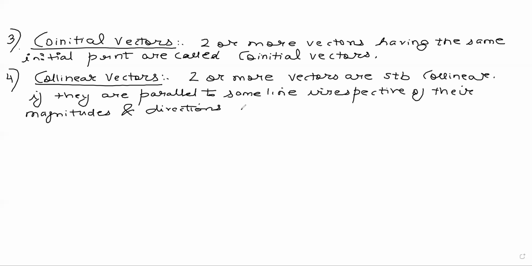Another way of saying it, basically they are parallel to each other. So if two or more vectors are parallel to the same line, irrespective of what magnitude or direction they have, they are said to be collinear vectors.